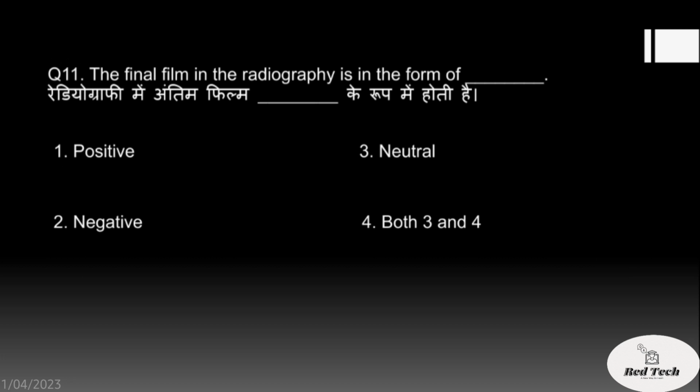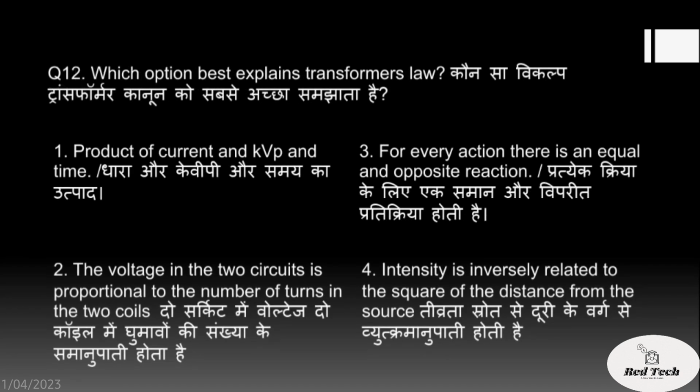Question number 11: the final film in radiography is in the form of? So the final film, or the output film we get, is in what form? Options are positive, negative, neutral, or both 3 and 4. So what is the output of the radiography film we get generally? The right answer is option number 2: the negative form is created by the radiograph. So we get the negative film.